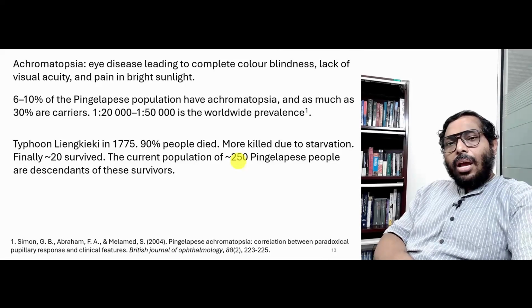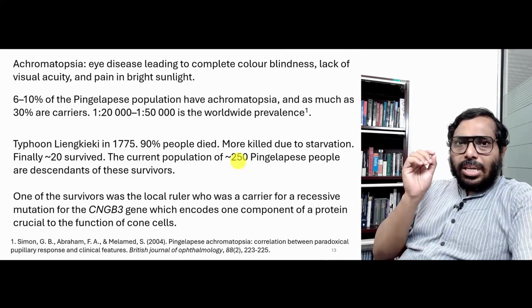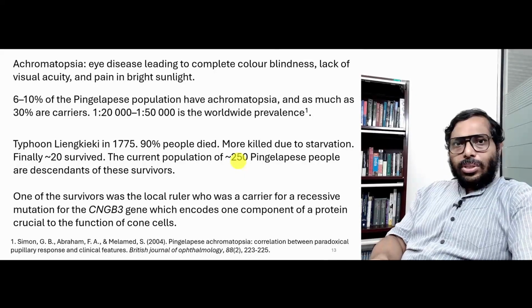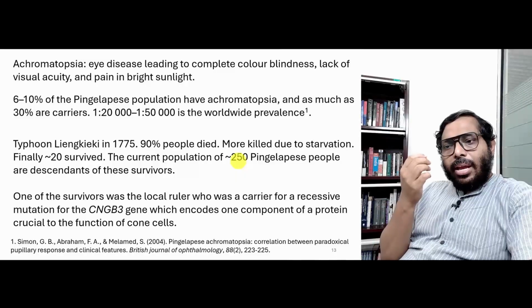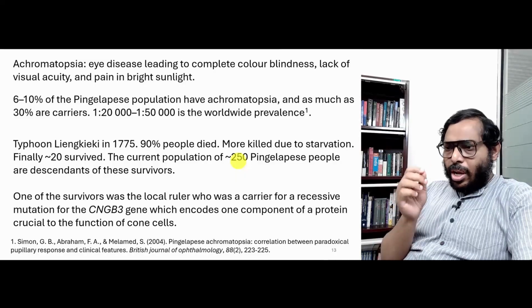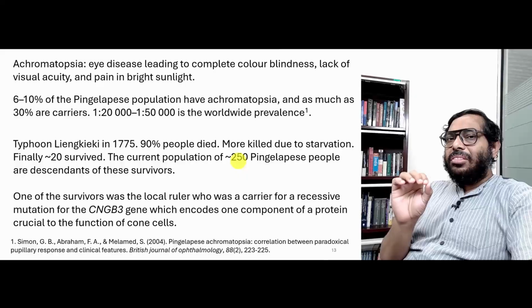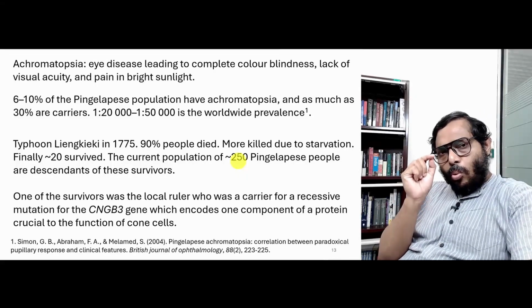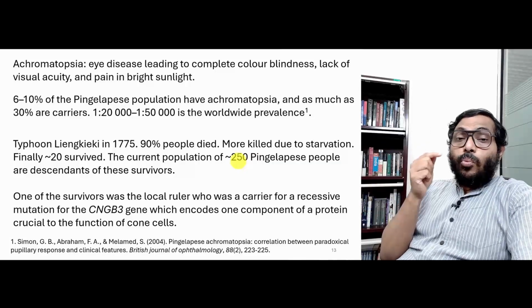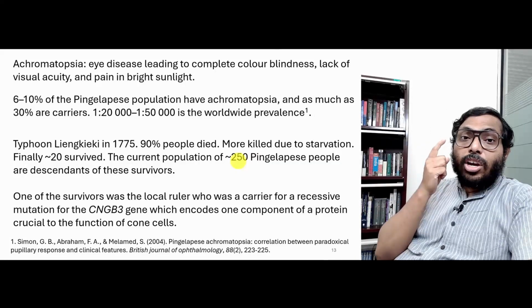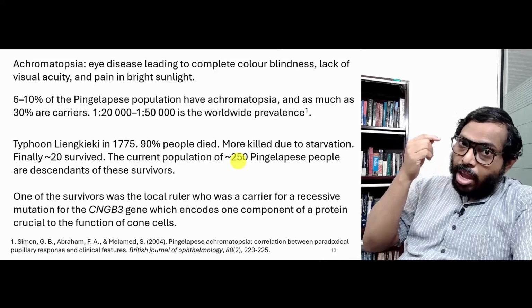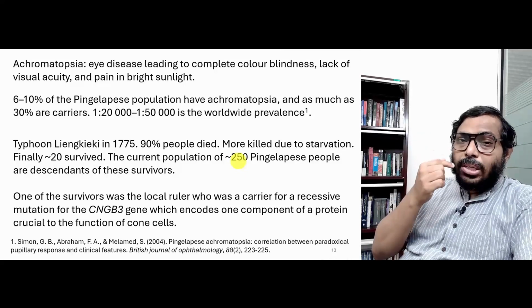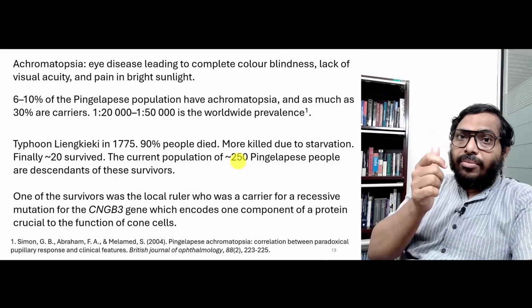Now, turns out that one of the persons who survived was the local ruler, and this person happened to be a carrier for a recessive mutation in a gene known as the CNGB3 gene. This gene encodes one component of a protein which is crucial to the functioning of the cone cells in our eyes. You know that we have rod cells and cone cells, and cone cells are the ones which are important for color vision.